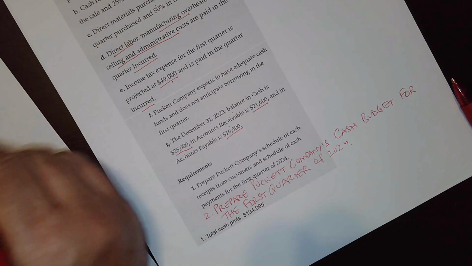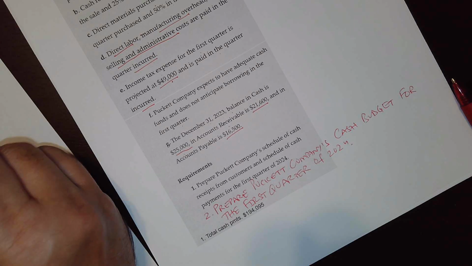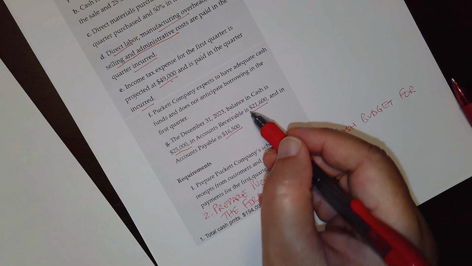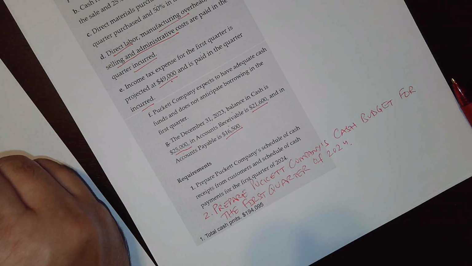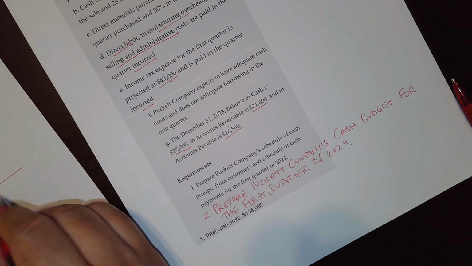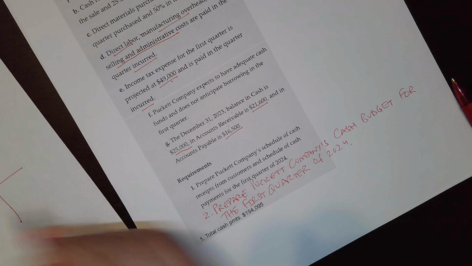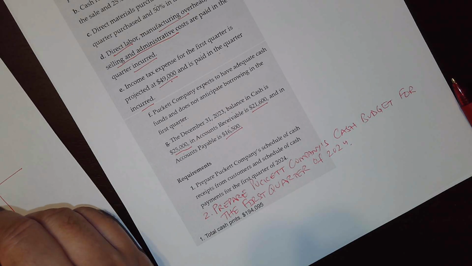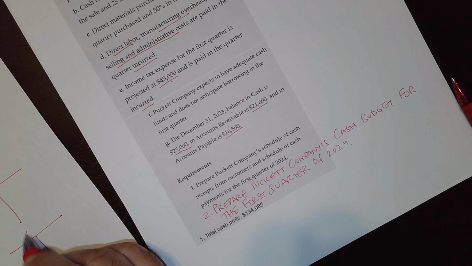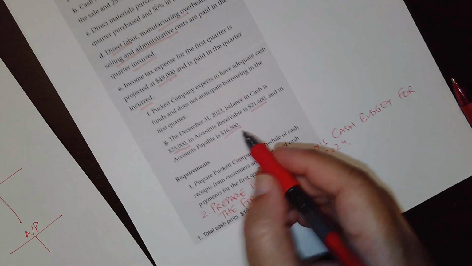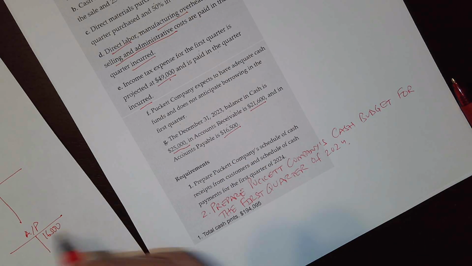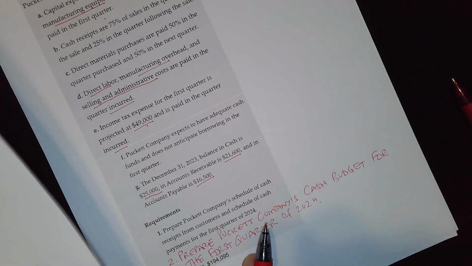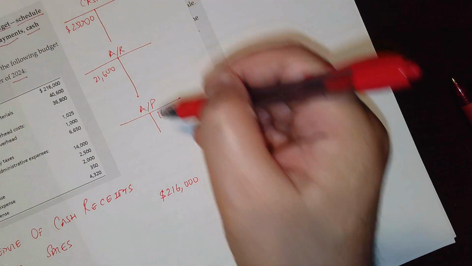So I will make this for you so you can see that. Cash, we have $25,000. AR, or accounts receivable, we have 21,600, and accounts payable we have 16,500. So these three I made for you. It's going to look like these three. All right.